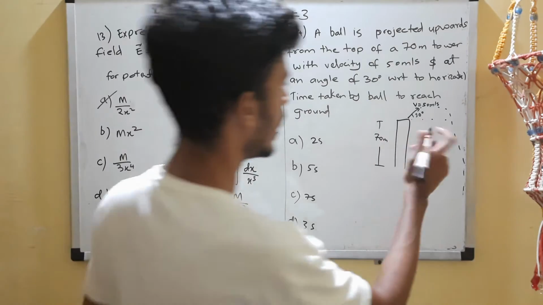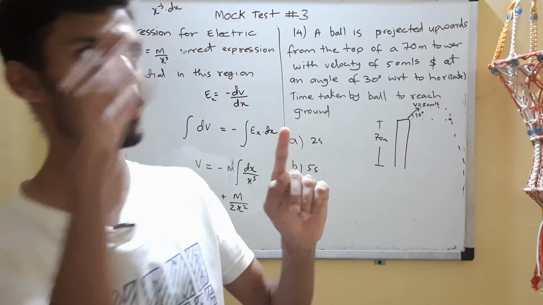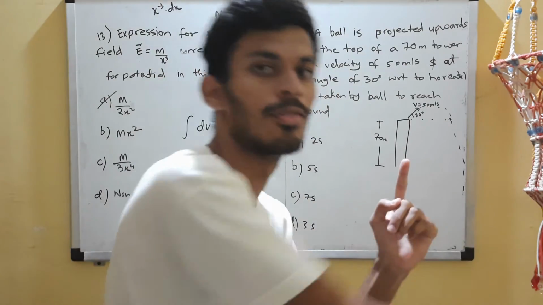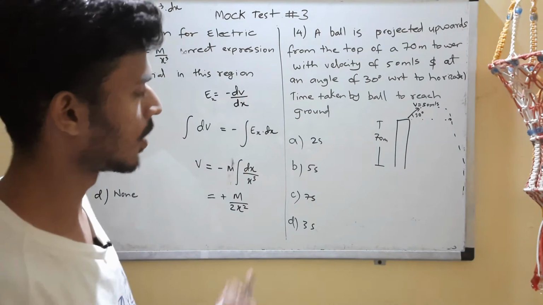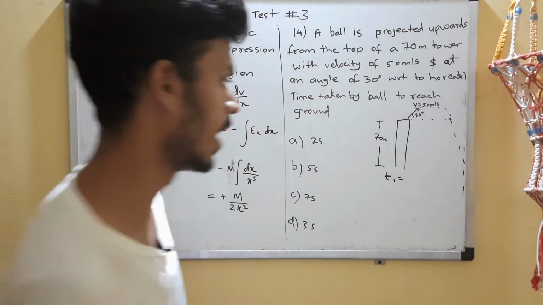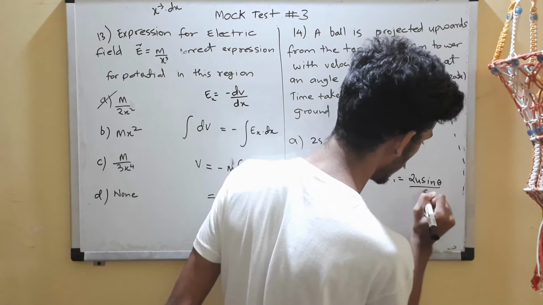Okay, first of all, we'll find the time for the projectile motion. So first of all, the ball is being projected like this, so it will complete the projectile motion and then it will fall downwards, right? So first of all, let's find out the time t1 which is required for the projectile motion, and the time is given as 2u sine theta by g, right? This is the time of flight.